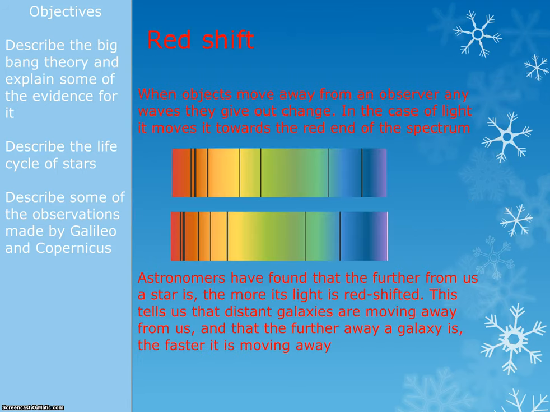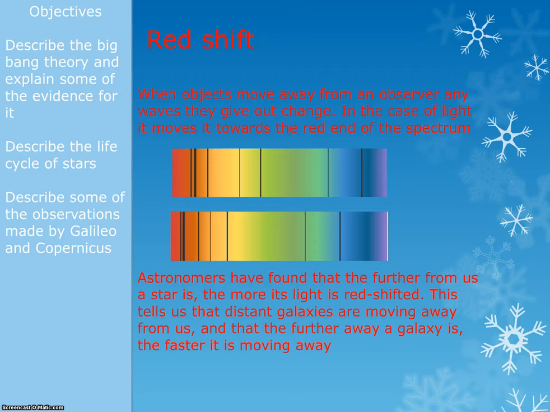For the higher paper, you need to be able to talk about something called redshift. So with redshift, it's just the idea that when objects move away from an observer, so if I see something moving away from me, if that thing moving away is emitting waves, the waves change if the object is moving away from me compared to if it was just staying the same distance away. It's the same idea as with ambulance sirens. If you've ever stood and listened to an ambulance siren go past you, the tone, the pitch of it changes depending on when it's moving towards you, it's right next to you, and when it's moving away. And that's the same thing, because the sound waves are being changed because the ambulance is moving.